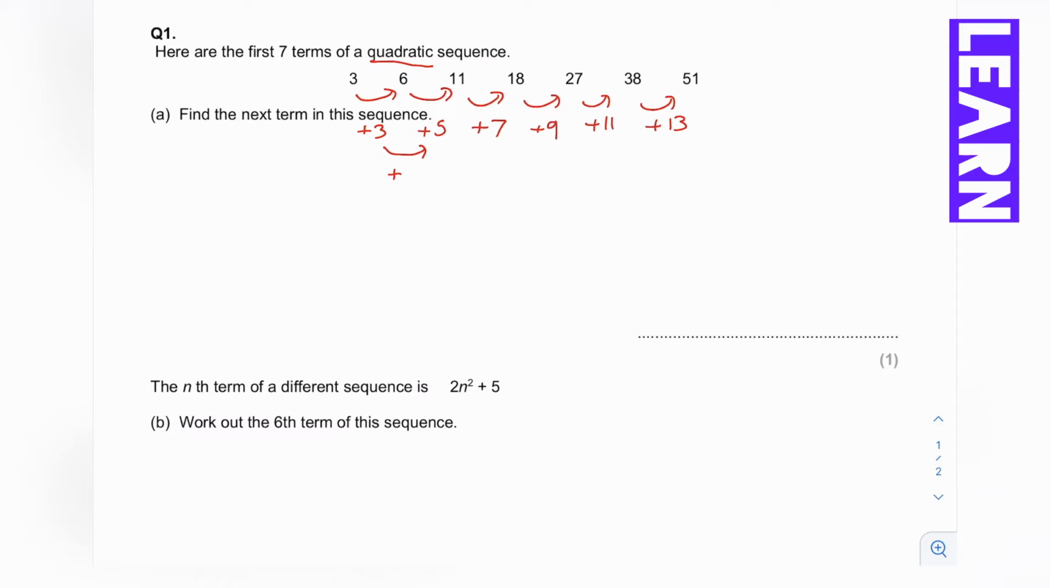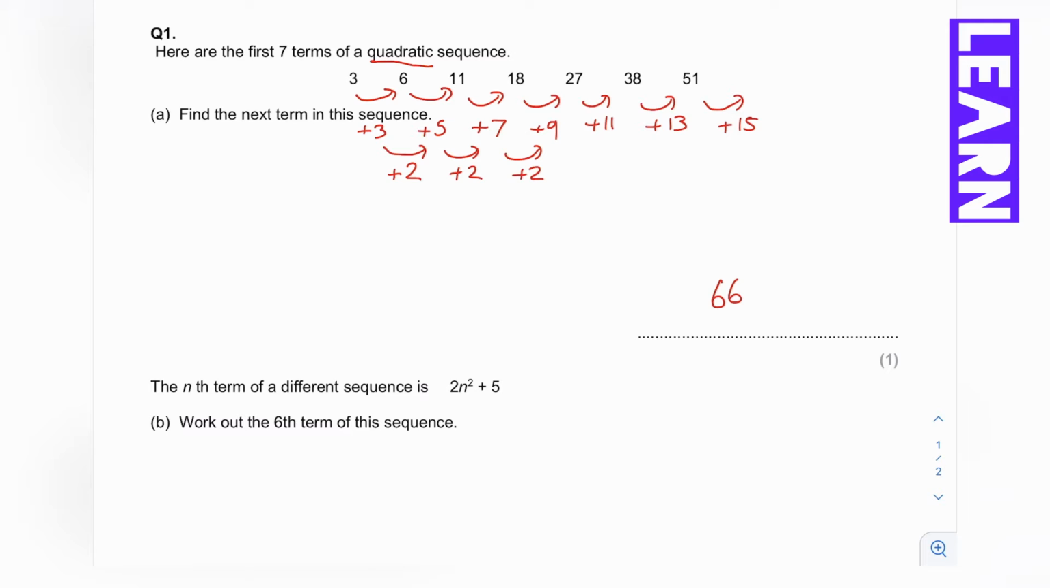So here we've gone from 3 to 5, so we've added 2. 5 to 7 is 2 as well. 7 to 9 is 2, and so on. This second difference has to be the same for it to be a quadratic sequence. It wants us to find the next term. So we now know that we need to add 15 to our previous term. 51 plus 15 is equal to 66.